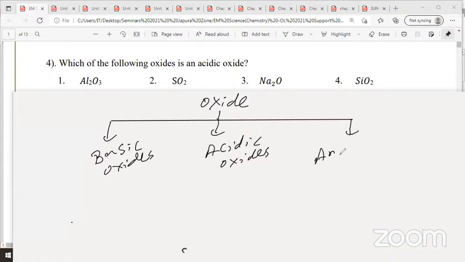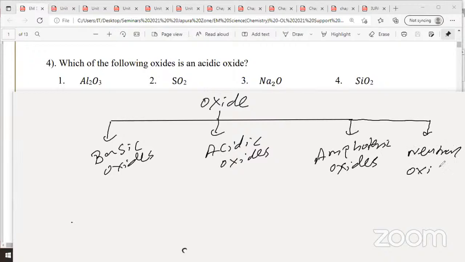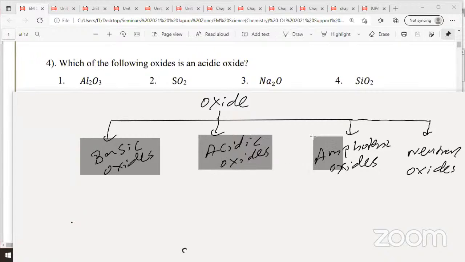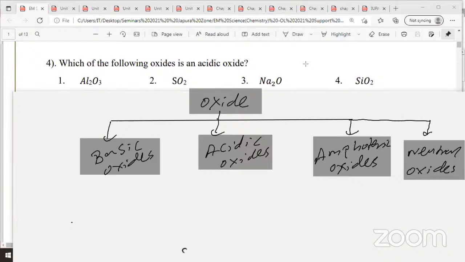Please copy this down everyone in your short notebook. Amphoteric means those oxides show both acidic and basic properties. And the 4th one, neutral oxides. Please take a note. You better copy down this summary, because I think you are not given this in the textbook.